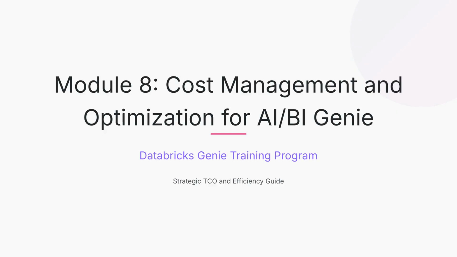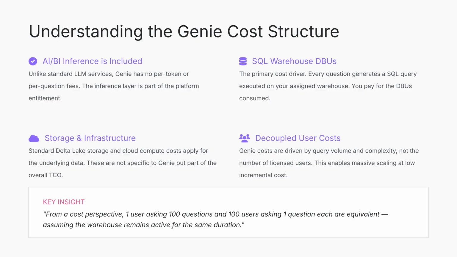Let's jump in. First things first, and this is the part that blows people's minds. AI/BI inference is completely included. Unlike OpenAI, Anthropic, or any other LLM service where you pay per token or per question, with Genie the entire smart layer, the LLM that turns natural language into SQL, writes summaries, handles clarifications, is included with your Databricks SQL entitlement. Zero extra per question fees.